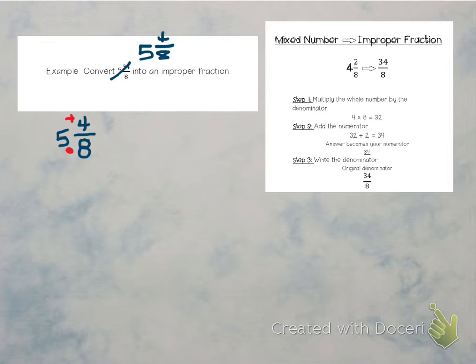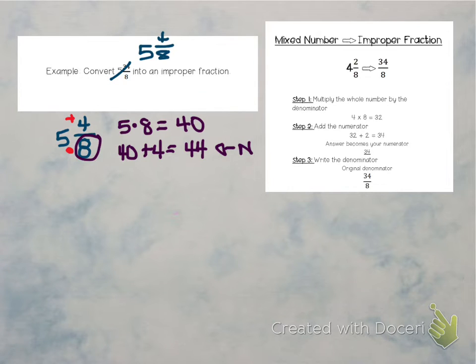So first we have 5 times 8, and 5 times 8 is 40. After we multiply that, we are going to add our numerator. So we're going to add our numerator, which is 4, to get 44. So remember, this is our new numerator, and your denominator never changes. So let's write our new numerator, and we're going to put that over our old denominator. And now we have an improper fraction.